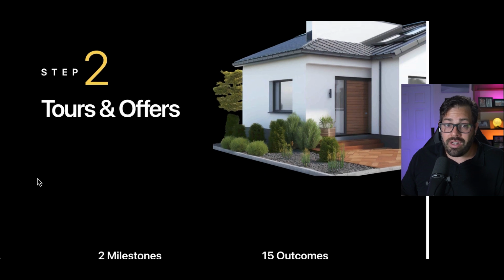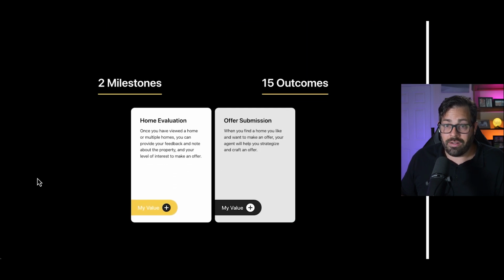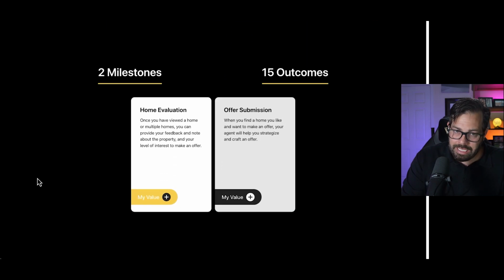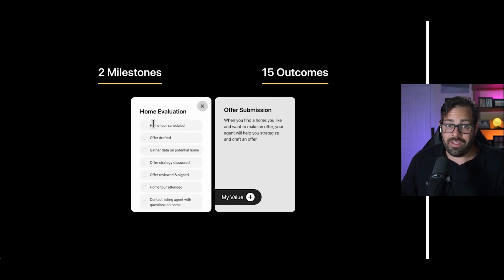Now, in tours and offers, we're going to go down. There's 2 milestones. For every listing that we go and see, you're going to see there is a home evaluation, right? So we're going to schedule your home tour. We're going to attend your home tour. We're going to gather data on the potential home. We're going to talk about strategy. We're going to talk to the listing agent. All of those things happen for every single listing that we go and see. So all of that's going to be in here.